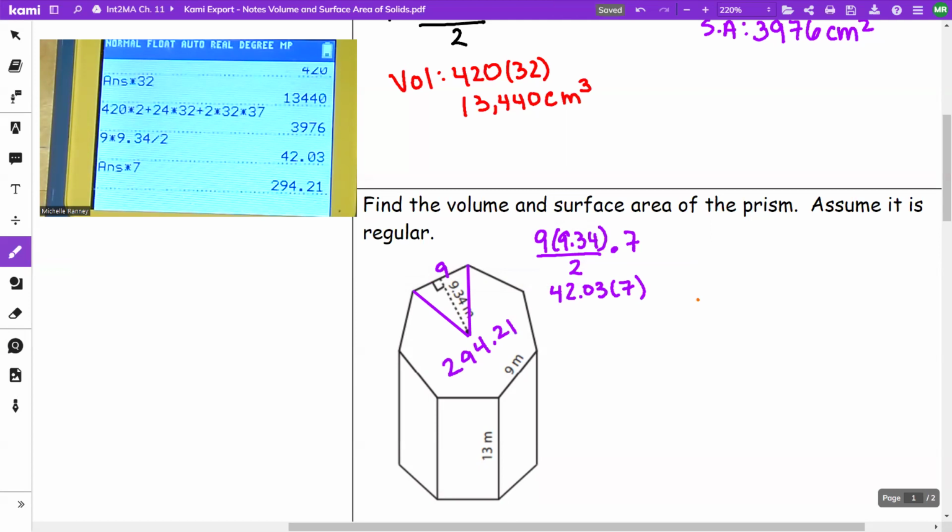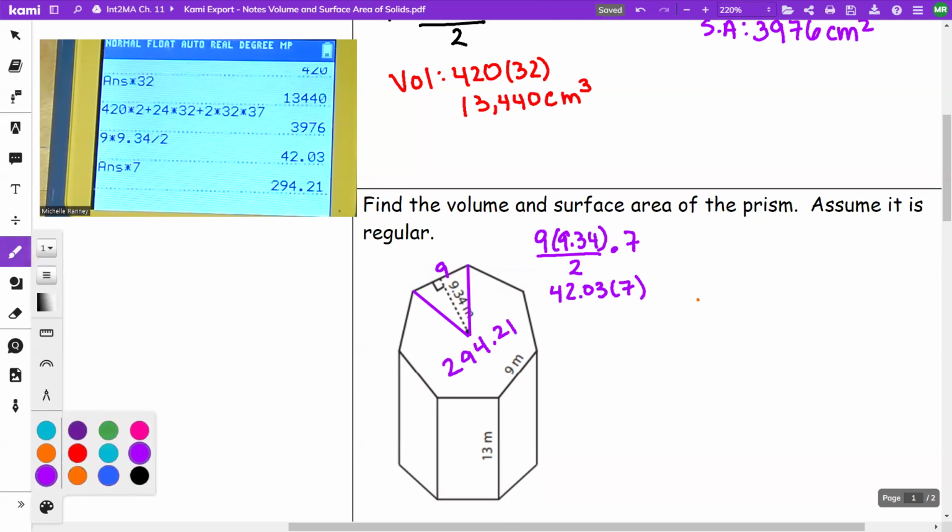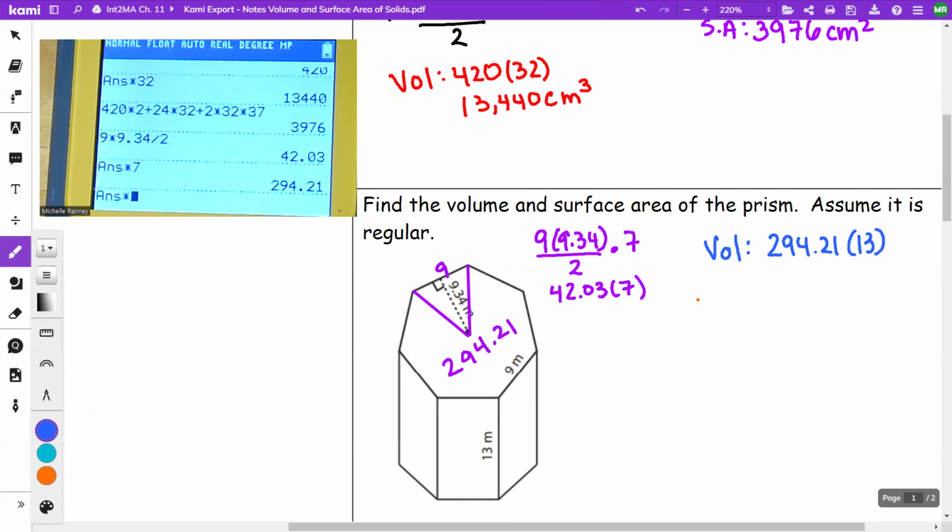Now, for my volume, I'm going to take the area of that base, which is 294.21. I'm going to times it by the height, which is 13. So when I times it by 13, I get 3,824.73 meters cubed. That's going to be my volume.